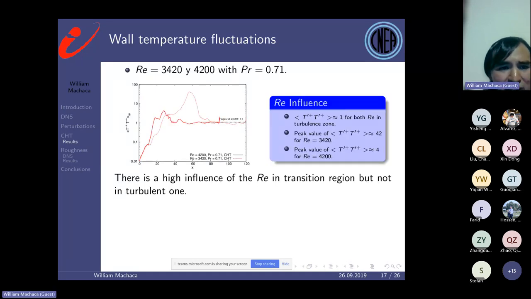Finally, I present the temperature variance as a function of the streamwise direction for 2 Reynolds numbers and 1 Prandtl number. In the turbulent region, both cases have approximately a value of 1. In the transition region, the higher Reynolds number has a peak that is approximately 4, and the lower Reynolds number has a peak that is approximately 42. Then it is possible to conclude that the Reynolds number has a great impact in the transition region, but not in the turbulent zone.